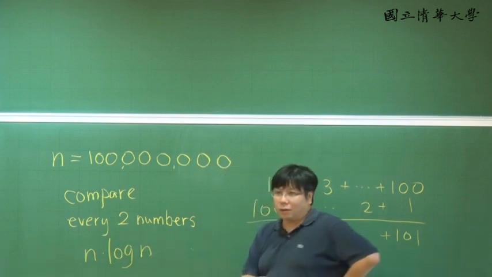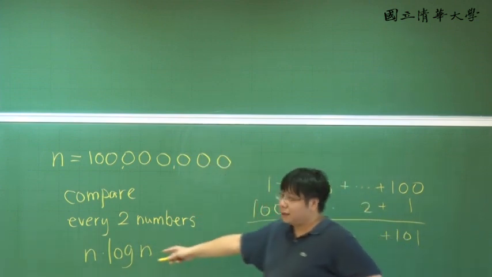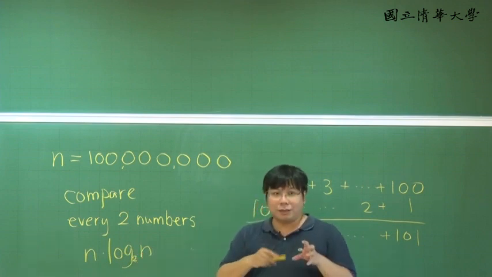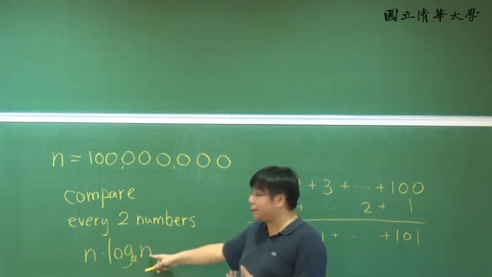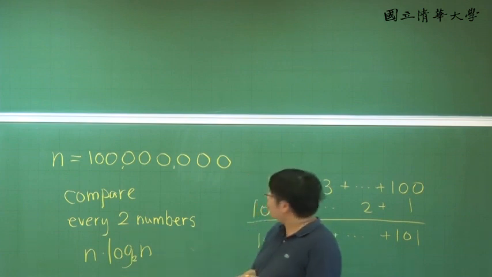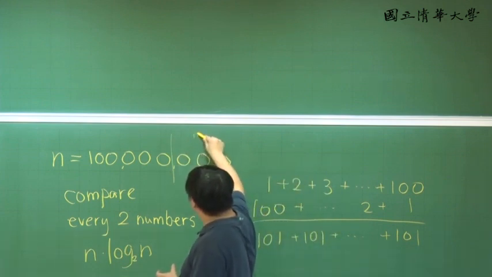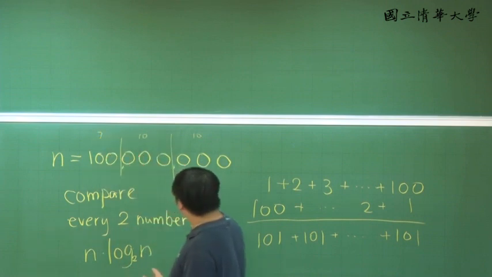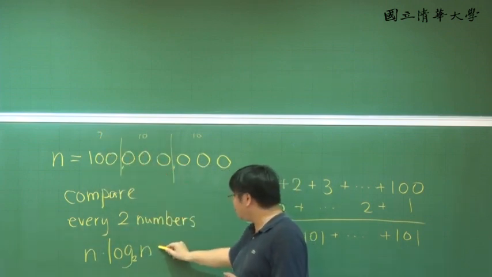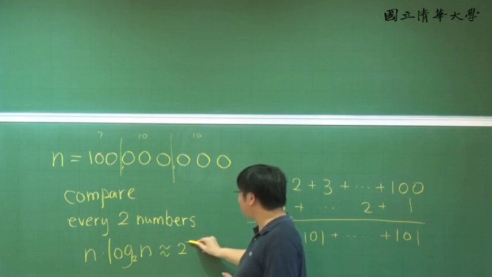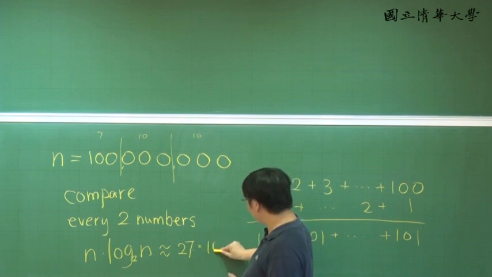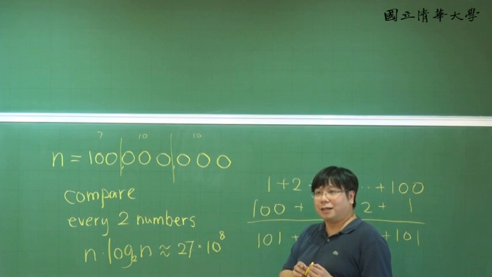Okay, so log of n, usually we use a base 2 here. So what is log of n? What is the closest 2 power that exceeds n? So this is log of n. So roughly speaking, this is 10, this is 10, and this is something like 7. So in this example, this is roughly only 27 times 10 to the power how many? 8. Something like this.